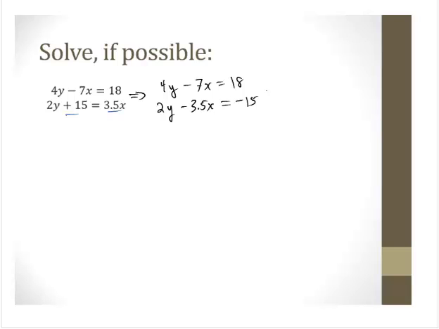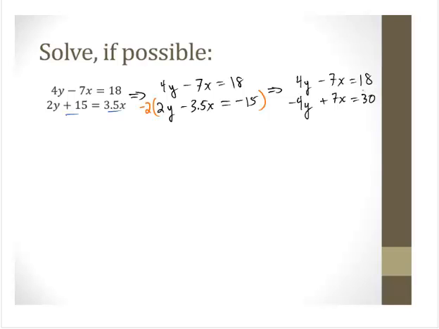So now I'm going to do an elimination. I'm going to focus on the 4y and the 2y. I'm going to multiply the second equation by -2. That would give me a positive 4y and a negative 4y. So that will give me 4y minus 7x equals 18. I still haven't changed the first equation. And I'll have a negative 4y. Now let's see, -2 times -3.5, that would be a plus 7x. And -2 times -15 is 30.